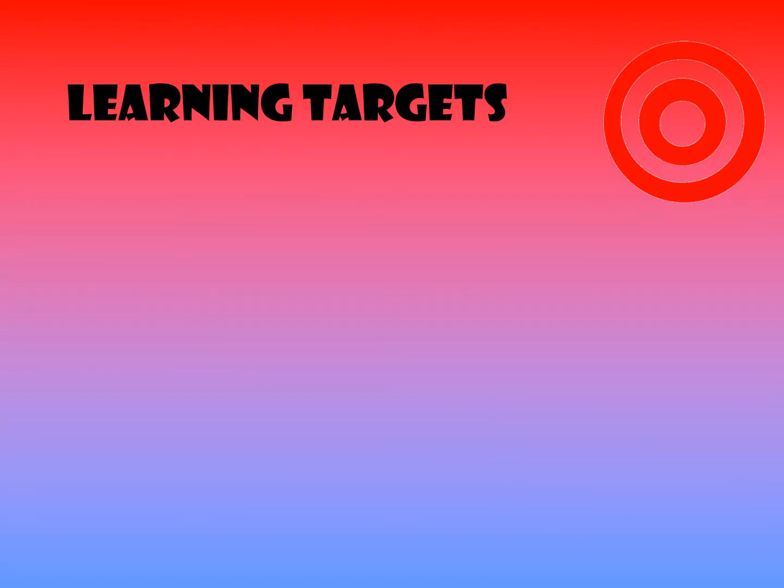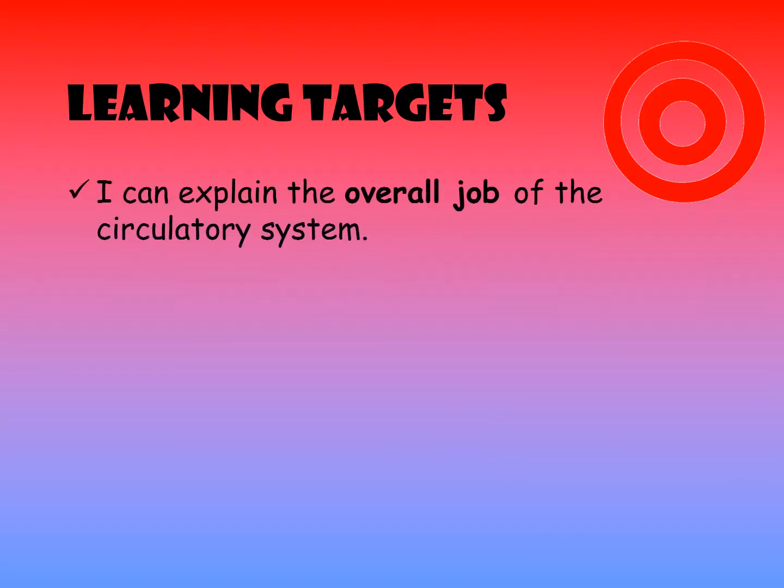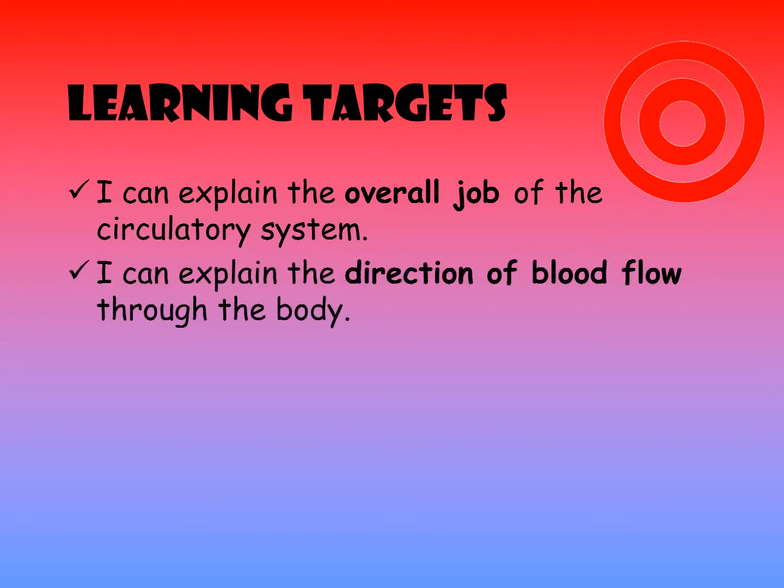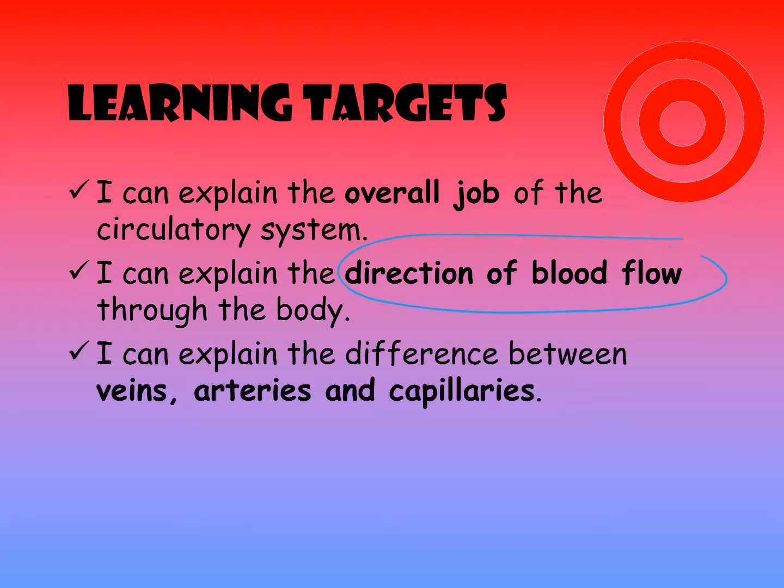This lesson is jam-packed with learning targets. One is that you can explain the overall job of the circulatory system, and two is that you can explain how blood flows, the direction of blood flow through the body. Three, you can explain the difference between these three structures, veins, arteries, and capillaries, which means you know what they do and what they are, how they are different from each other.